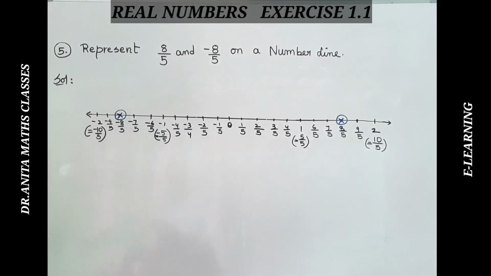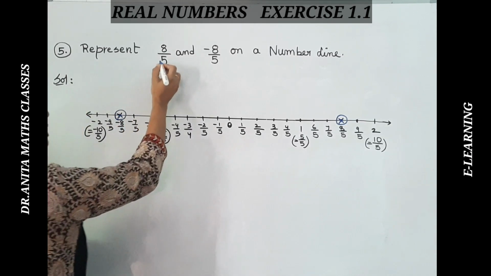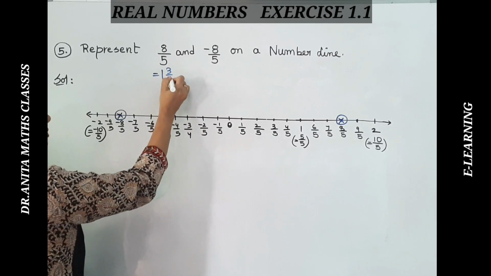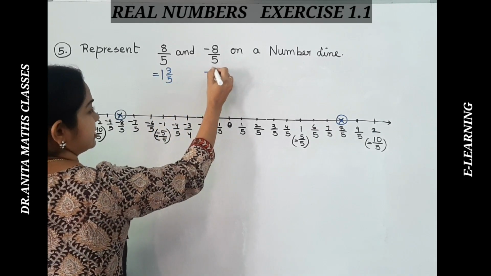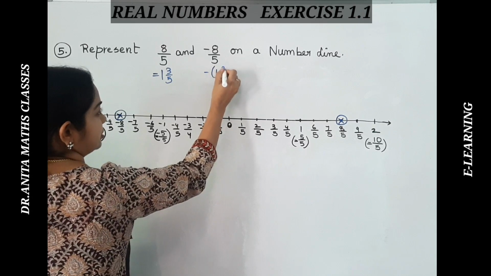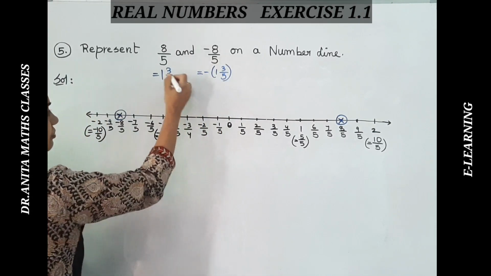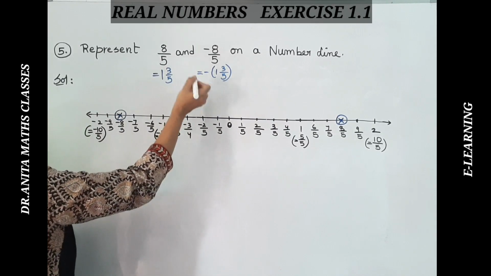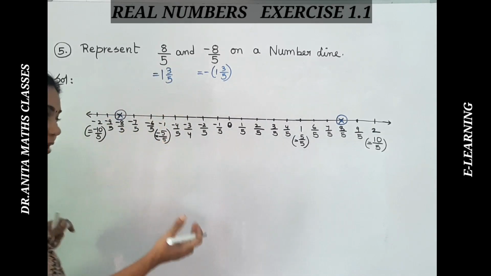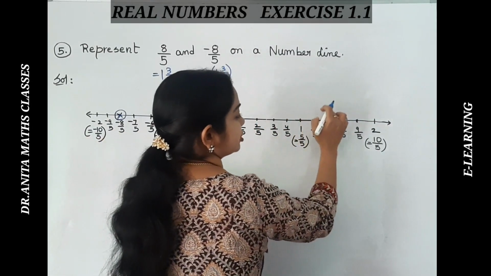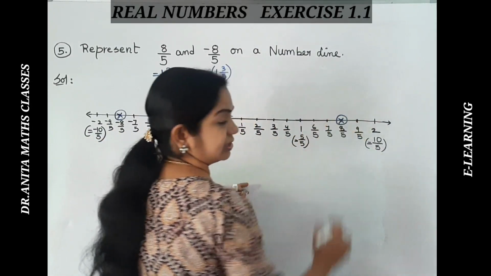Right, this is one method. Another method is that you can change this into the mixed fraction 1 3 over 5, and minus 8 here we can write as 1 3 over 5. So this also we can write 3. From 1 to 2 it lies 1 above. So 3 over 5 means 1, 2 and the third one, so this is 8 over 5.